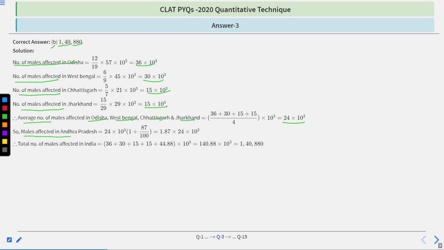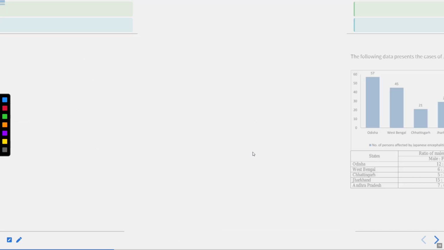Now for males affected in Andhra Pradesh, you will have 24 times this much times this. So you will have this. Now this gives you the total number of males affected in India, which will be the sum of this times 1000. So you will have 1,40,880. I hope the explanation is clear to you. Okay, let's move to the next one.